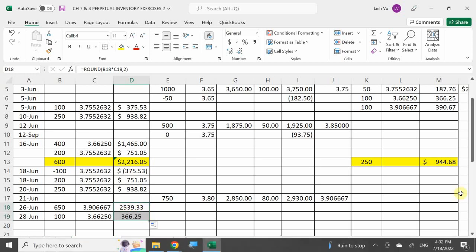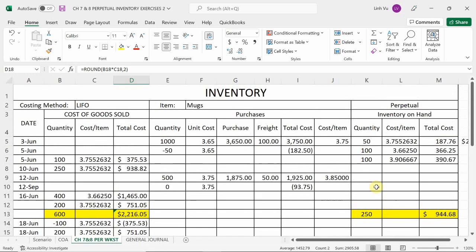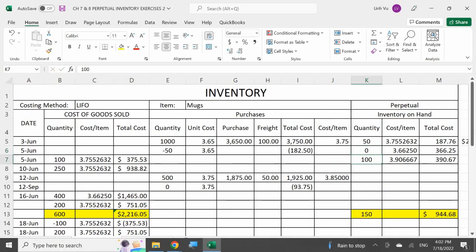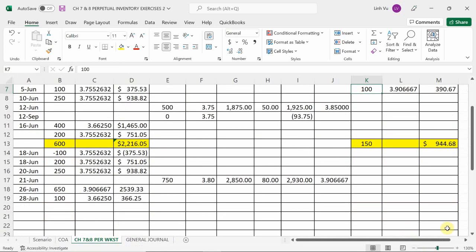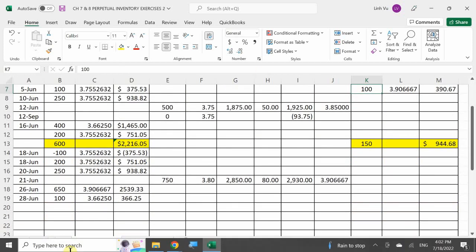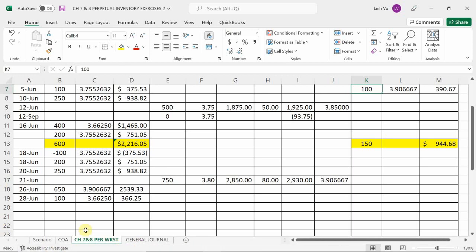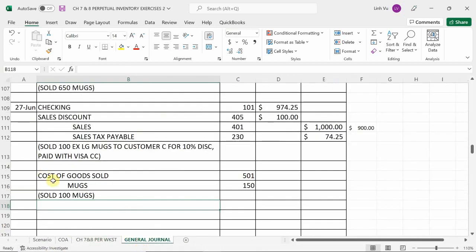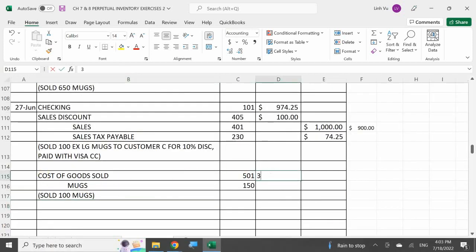Okay, so that means I can go ahead and get rid of this second batch of inventory right here. So I have 50 left remaining from my first batch, and I have 100 in my last batch. Okay? So I need to record 366.25.